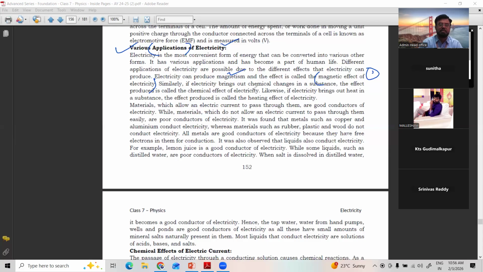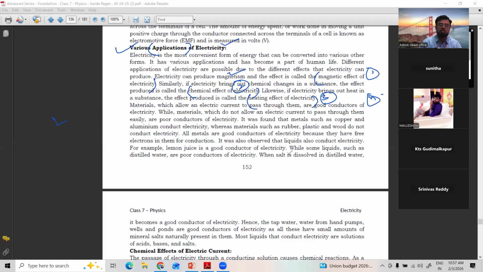Similarly, if electricity brings out chemical changes in a substance, the effect is called chemical effect of electricity, right? Likewise, if electricity brings out heat in the substance, the effect is called heating effect of electricity. Of course, light is also there, lighting effects. Fourth one. So whenever you pass electricity through various chemicals or various magnetic materials or various heating substances, it can produce different kinds of effects.